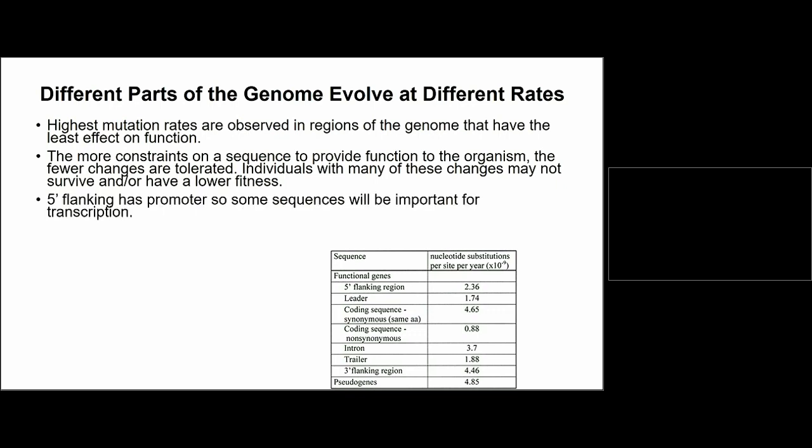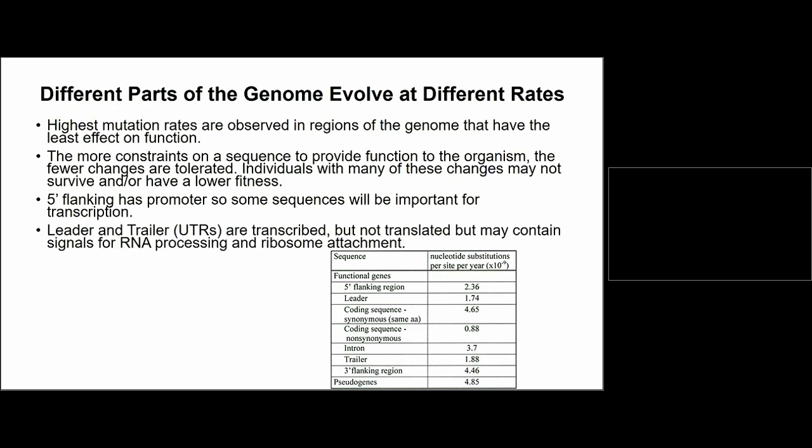Now, if you see the 5' flanking region has a much lower mutation rate than the 3' flanking region. The 5' flanking region, remember, is what's upstream of the transcriptional unit. That typically is going to have your promoter, your regulatory elements. So those are going to be pretty important, so those are less likely to change.